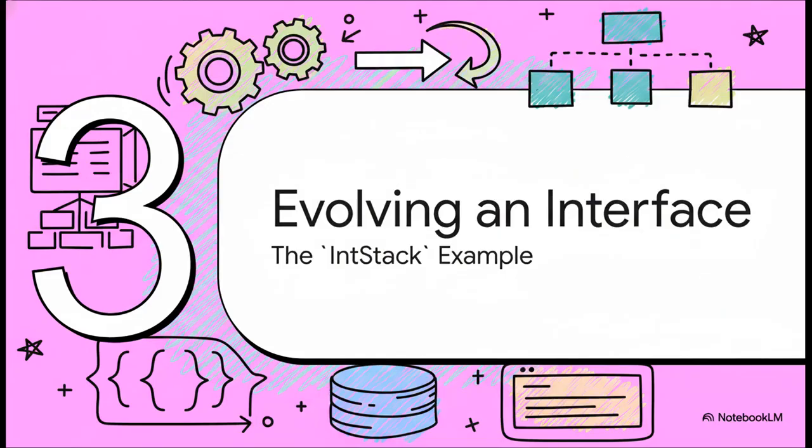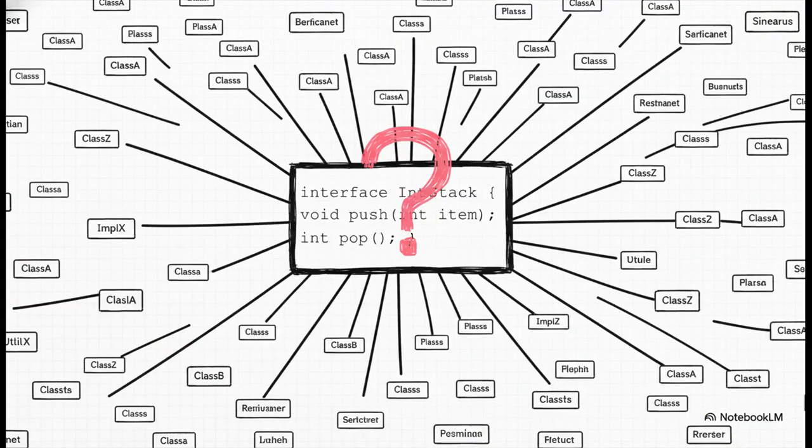Okay, theory is great, but let's see this in action. We're going to walk through a really practical example with a simple IntStack interface to see how we can evolve it safely without breaking everything. So here's our starting point. A simple IntStack interface with just two methods, push and pop. Now, let's imagine this interface is part of a popular library.